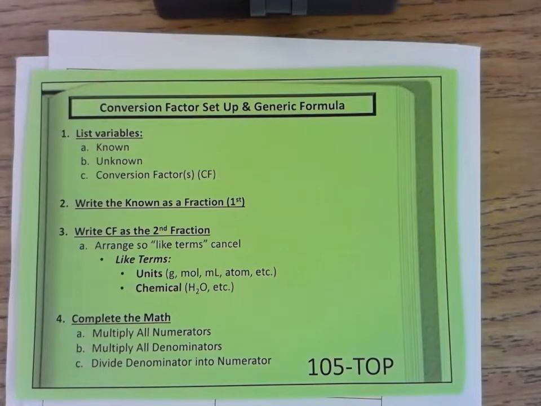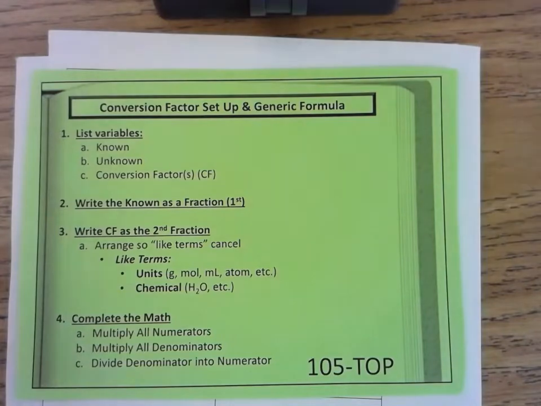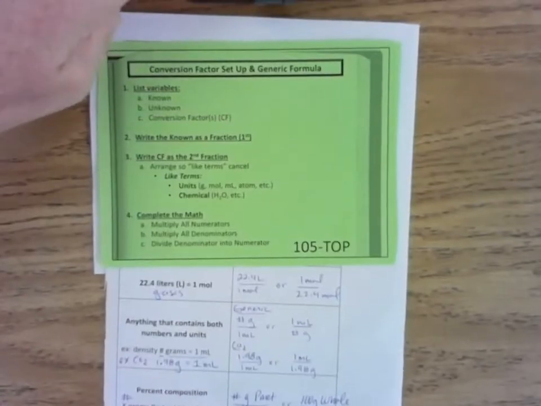Then we're going to complete the math. We're going to multiply all the numerators, multiply all your denominators, and then divide the denominator into the numerator. And I'll have this, we'll come back to that off and on.